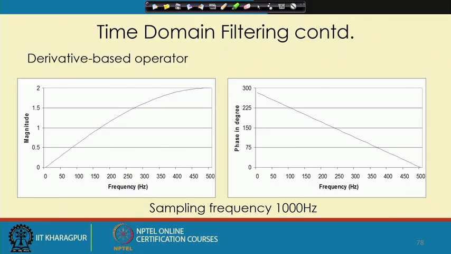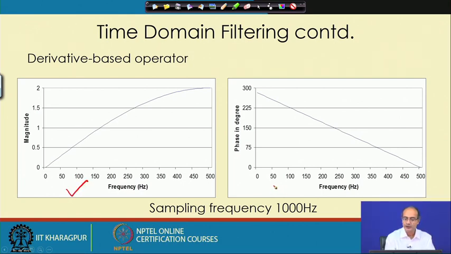Here we show the magnitude response, and the corresponding phase response is also shown here. So, from that we can see it is a high pass filter having a linear phase.